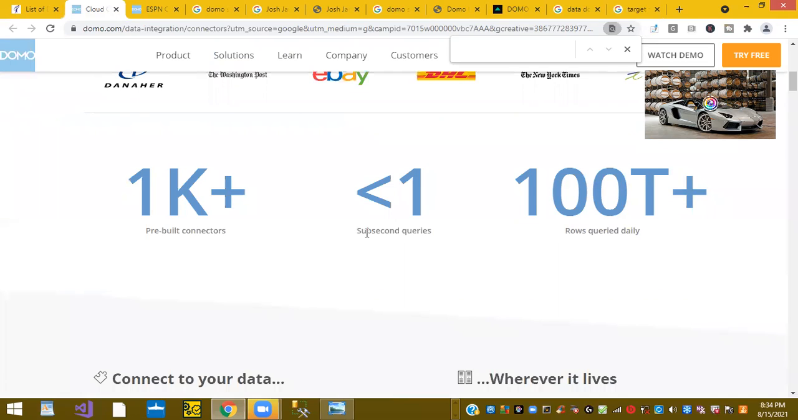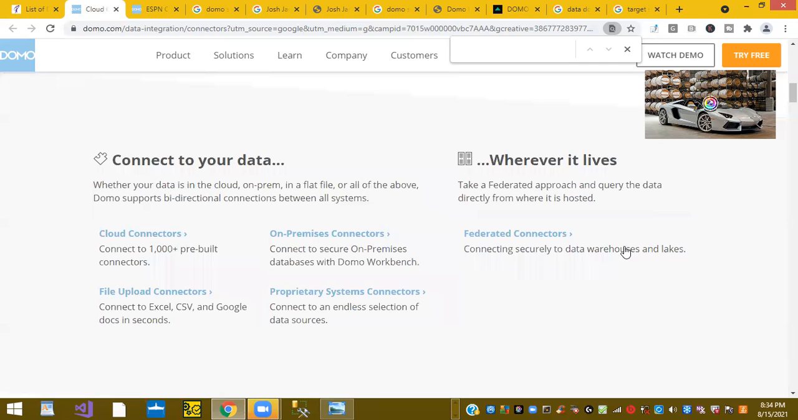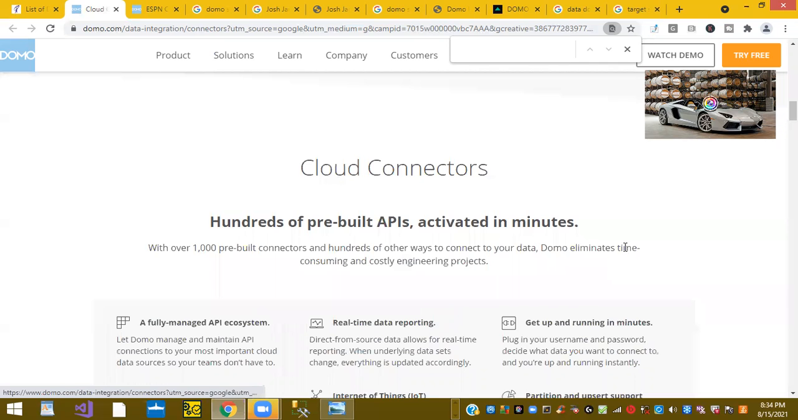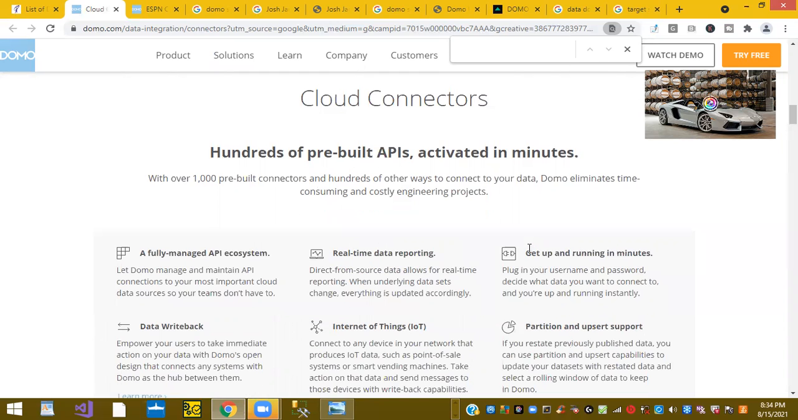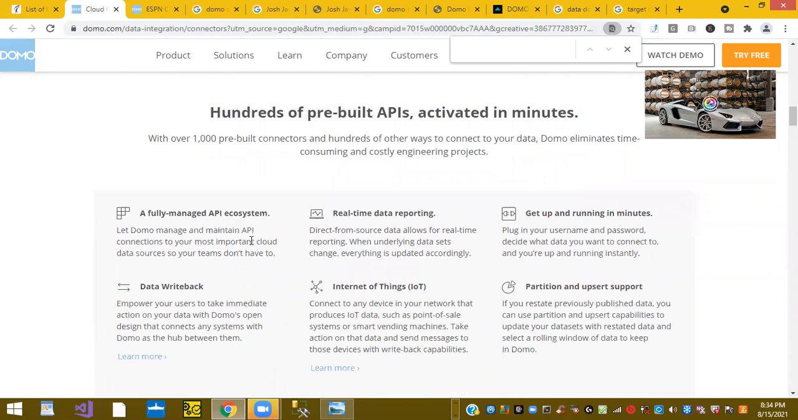And this is how many per second, less than 1 second. 100 trillion plus rows queried daily. And these are pre-built APIs. So all these customers can connect to Domo's data sources in real time, very quickly, activated within minutes. So these are the benefits: data write back, Internet of Things, partitions and user support, real-time data support, data getting up and running in minutes. So that means it's plug and play.